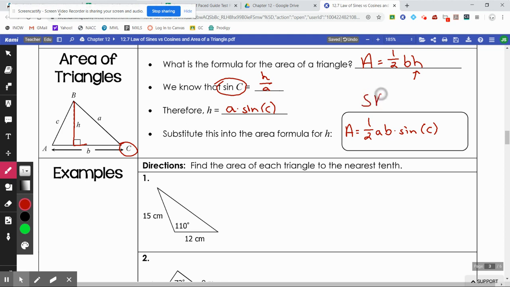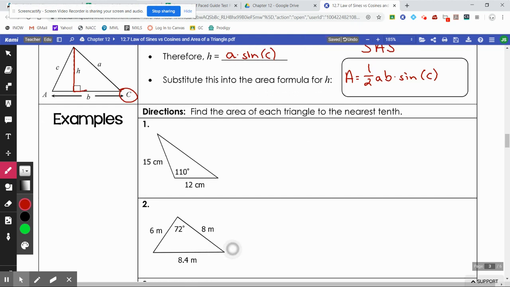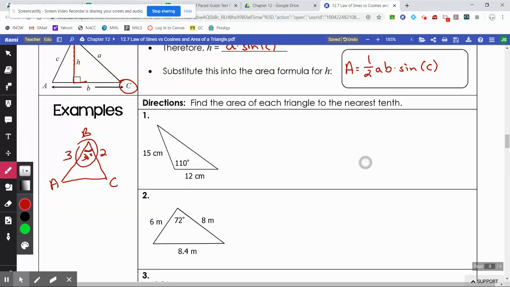We use it when we have a side angle side type scenario, to where if you've got, again, a triangle like this right here, here's angles A, B, and C, and let's say that you've got two side lengths and you have the included angle. Let's say that's like a 30-degree angle. Again, you have two sides and the included angle. You can now use this formula to find the area of a triangle.